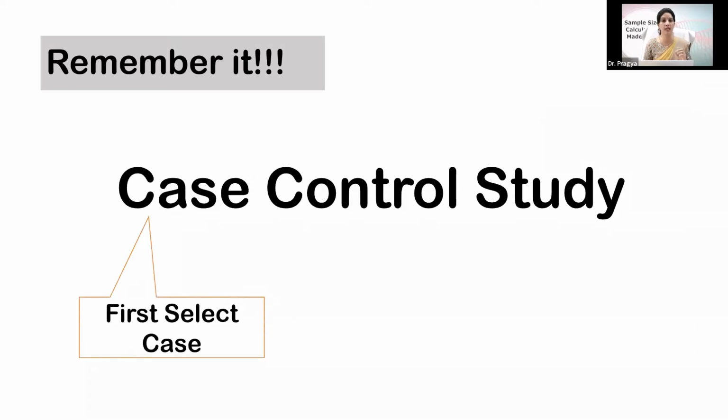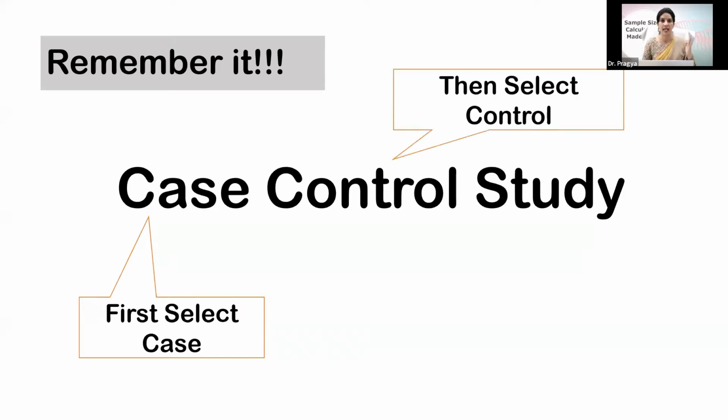So you have to select the cases first. That's why all the sample size, wherever you calculate the formula, that says about the cases. And then the controls, it can vary. And we will see how the ratio of cases to controls can vary depending upon the resources, depending upon the availability of time, etc. So in a case control study, we always start with the case first, and then we select the controls.